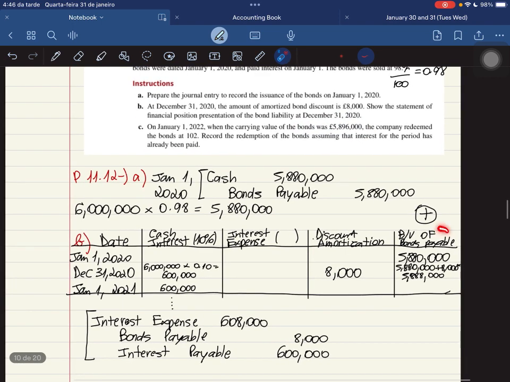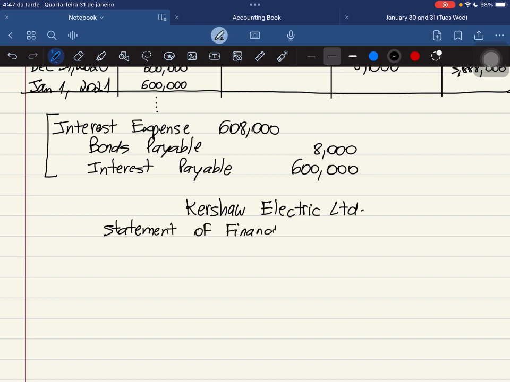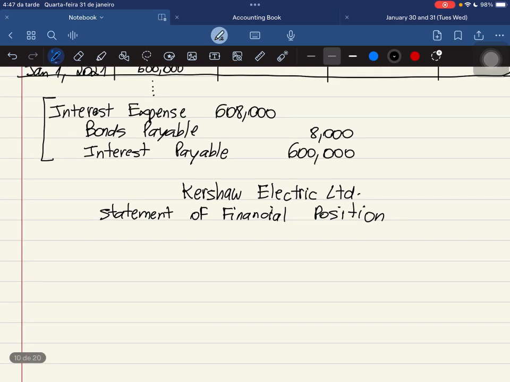Well, how much is it worth? That is book value, right? And at December 31st of 2020, this is the book value. So this is where this number comes from. So over here, let's make a statement of financial position. You're already familiar with how statements work. You always have to put the name of the company at the top, followed by what kind of report that is. In this case, it is a statement of financial position. But it could be, I don't know, a balance sheet or cash flow statement. But in this case, it is a statement of financial position and the date.